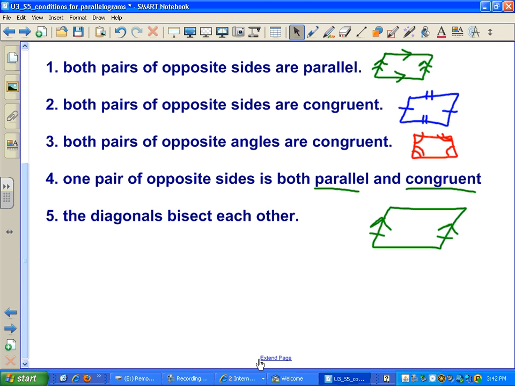And then my last way is if I'm given a quadrilateral, and they draw in the diagonals, and I can see that the diagonals bisect each other, the diagonals split each other in half, I can say without a doubt that, yes, that is a parallelogram. So make sure you get those 5 properties or conditions written down in your notebook. Let's take a look at an example.